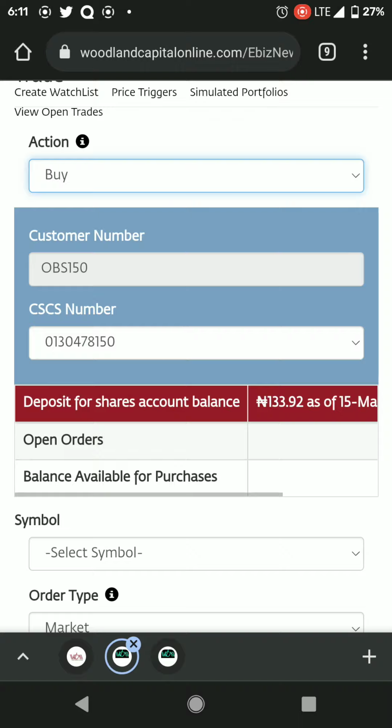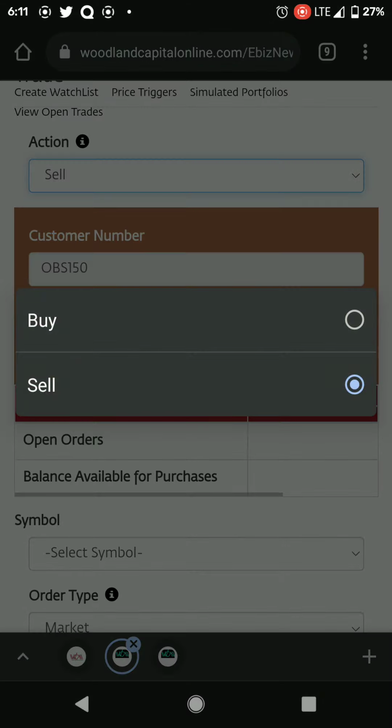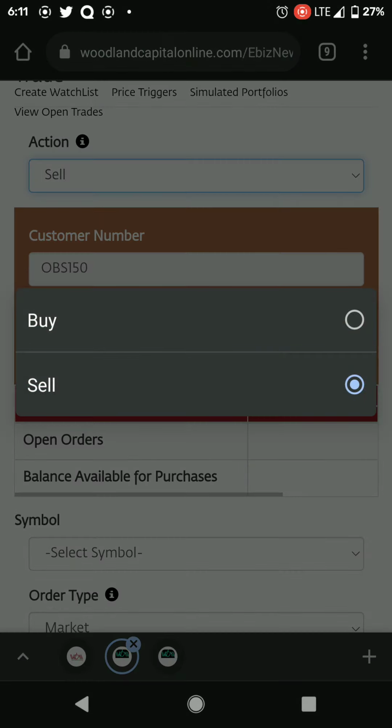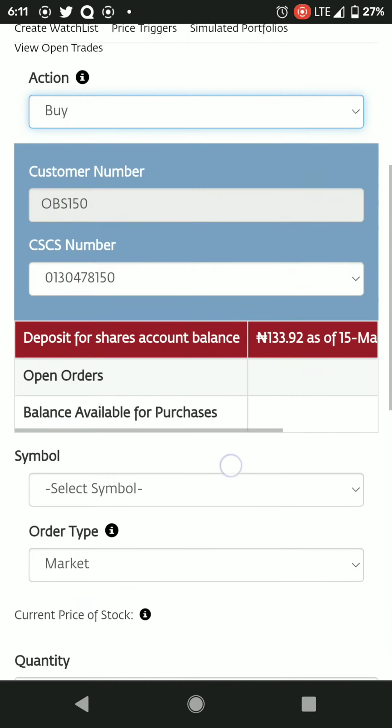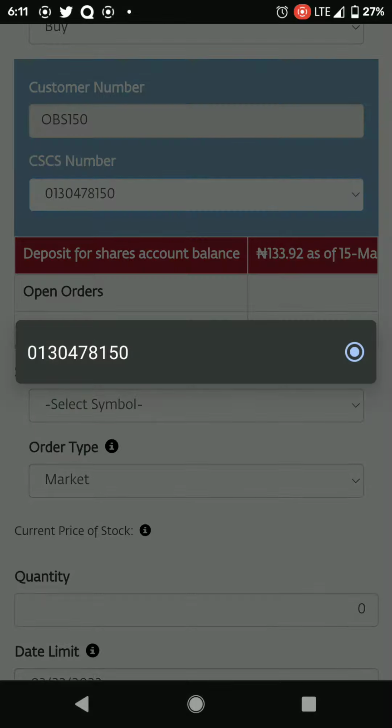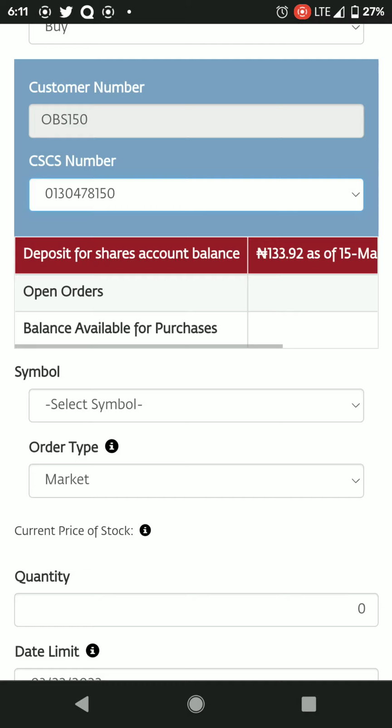If you want to sell an existing stock you already have, you have to switch this to a sell option. You click this button here and then you click on sell. For buy, you click on buy. Now your customer number is showing here, your customer ID, which is your user ID, and your CSCS number is showing.